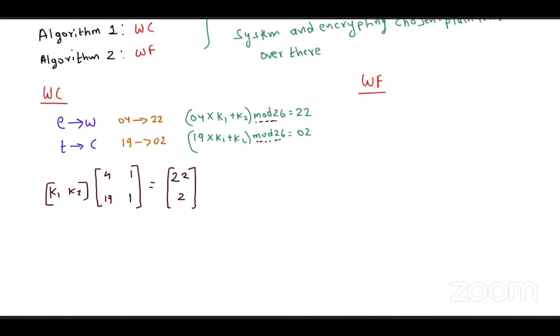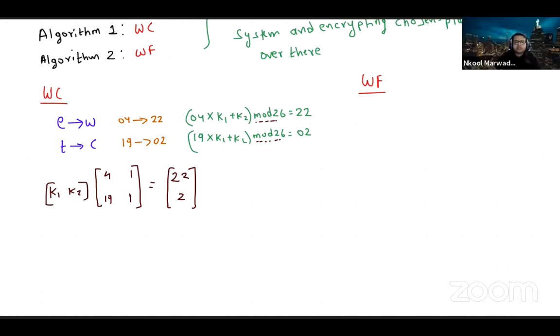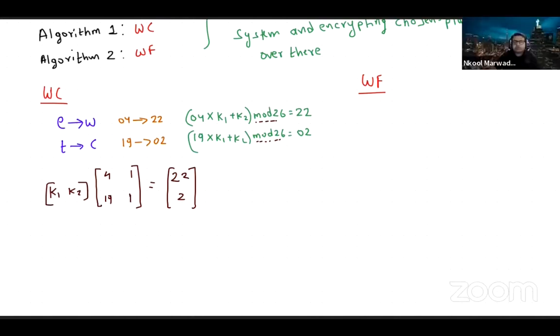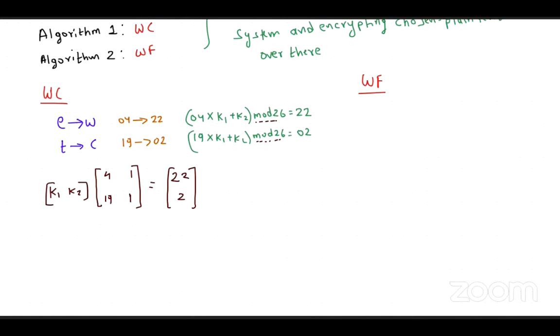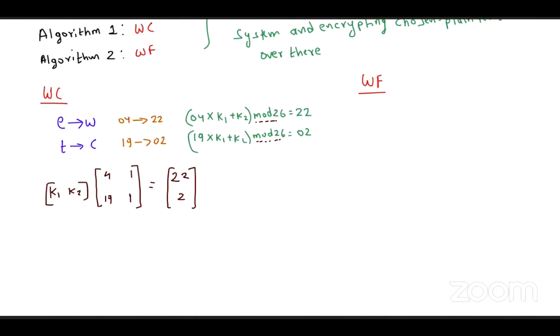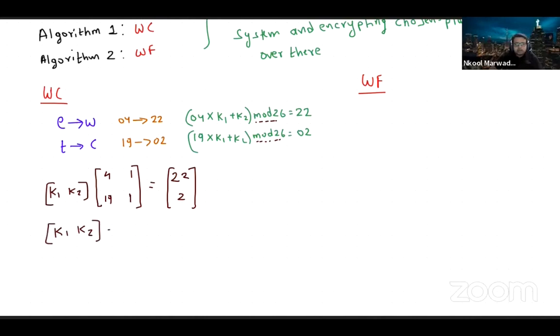So this is the result now. What is the first equation? The first equation is 4k1 plus k2 is equal to 22, and similarly we get the second equation. These two equations we can convert into this matrix, or we can use the elimination method. Now we have to solve this. Two equations, two variables, that's it. It will be the inverse of the matrix 4 1 19 1, so we have to calculate the inverse of this matrix and multiply it with 22 and 2. We can take 4 1 19 1 to the right hand side, so it will become the inverse.